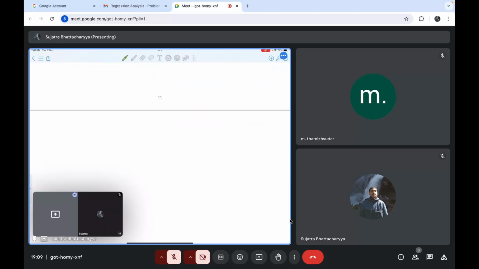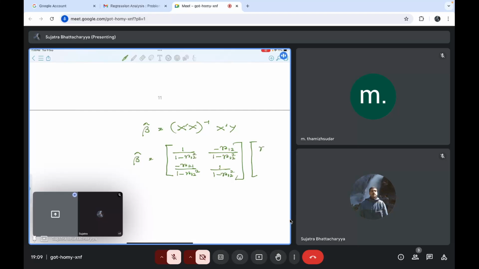Okay. So if you now write beta hat as X prime X inverse X prime y, you will get beta hat as this. So it is, I'm just writing, 1 upon 1 minus R12 square. This is minus R12 upon 1 minus R12 square. This is minus R21 divided by 1 minus R12 square. And this is 1 upon 1 minus R12 square. This times X prime y, which is R1y and R2y. Just take the correlations and write it.